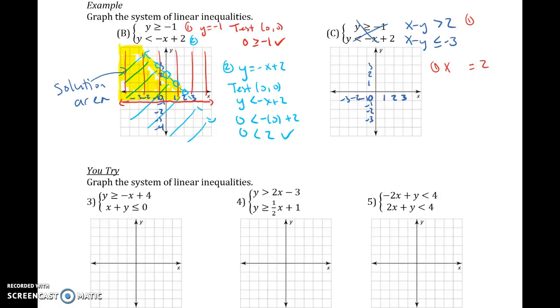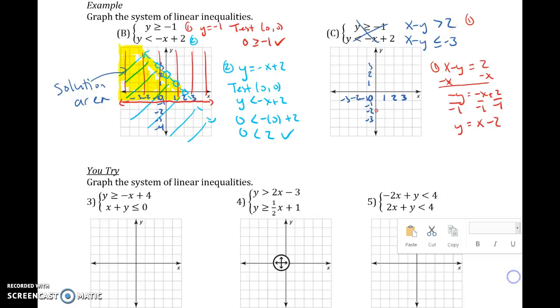And then get that y equals mx plus b. So take away the x, then negative y equals -x plus 2, dividing by -1 to everything. My boundary line is y equals x minus 2. Then I want to make sure I'm seeing, okay, it's greater than, so it's got to be open circles, dashed lines. I'm going to start at -2, and I'm going to go up 1 over 1, up 1 over 1, or I can go down 1, left 1. And this dashed line is the boundary line for that first inequality.